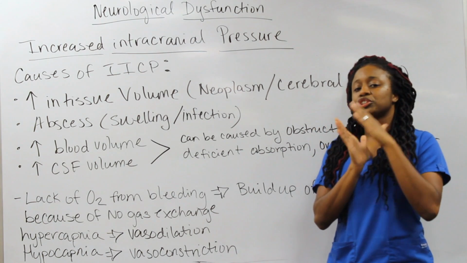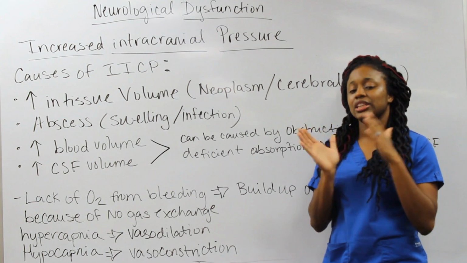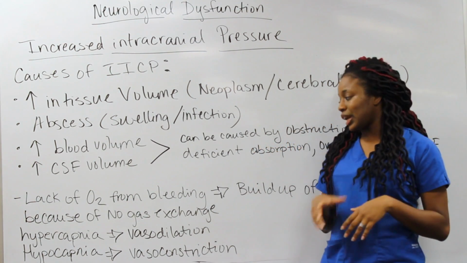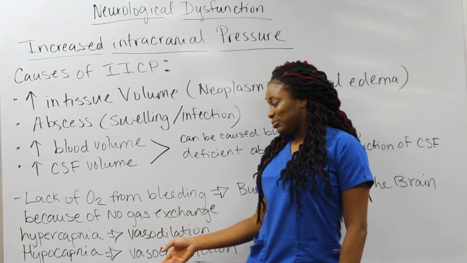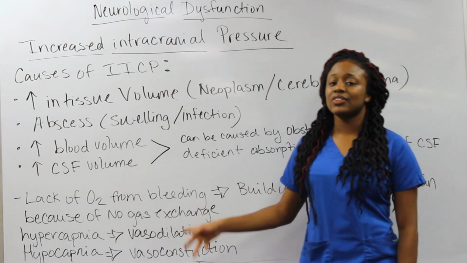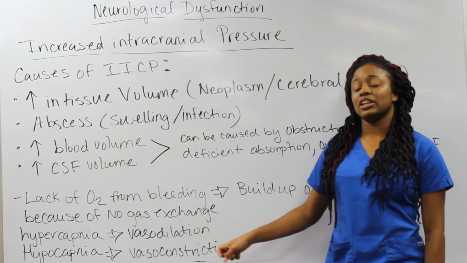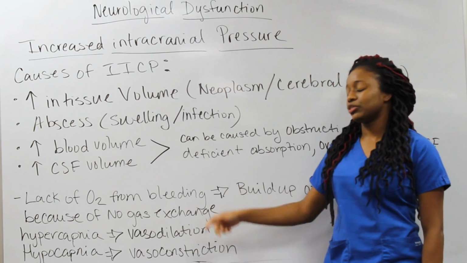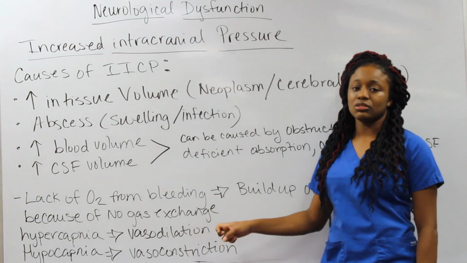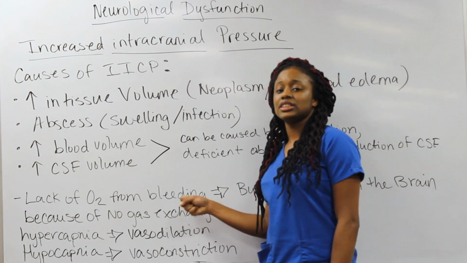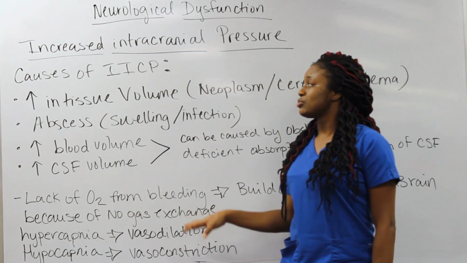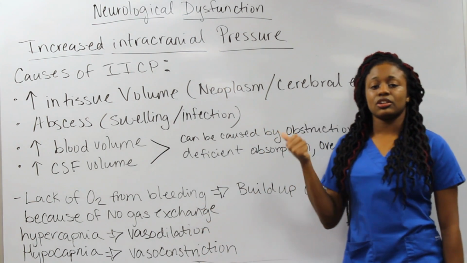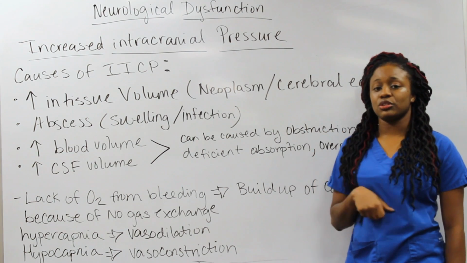vasoconstriction also causes pressure on the vessels as well, and they eventually give way. So again, that's why I say you have the two evils here, because at the end of the day, these two things can eventually cause an increase in ICP. Even though the body's trying to compensate, it can still cause an increase because it cannot stay that way for too long. Okay, so these are the different causes that you will see that can occur to increase intracranial pressure.